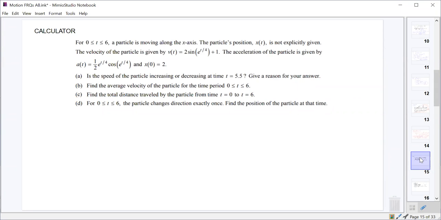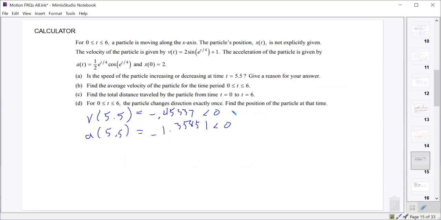These calculator ones: is the speed of the particle increasing or decreasing at 5.5? Well, to figure that out, you need to find velocity at 5.5, and you need to find acceleration at 5.5. They give us acceleration, so we don't even need to use V prime. So you just plug in 5.5 to both of those. You'd find that the velocity is negative 0.45337, less than 0. And the acceleration you'd find is also negative 1.35851, which is also less than 0.